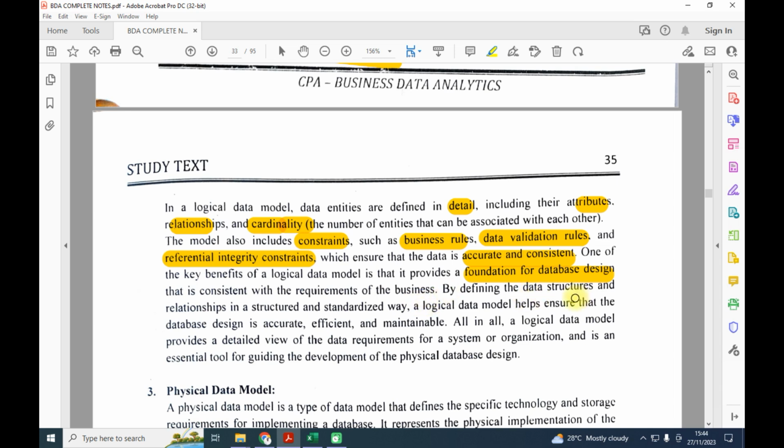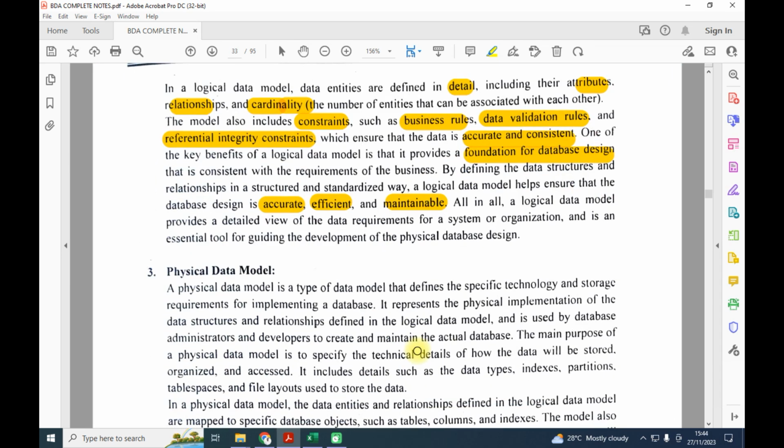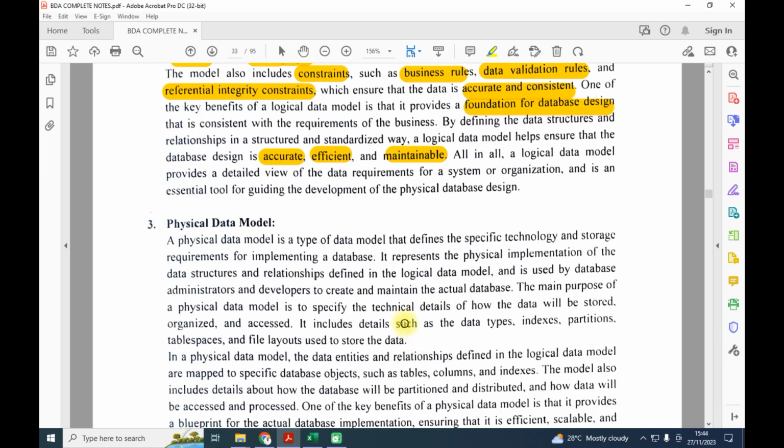So by defining the data structure and relationship in a structured and standardized way, the logical data model helps ensure that the data design is accurate, efficient, and maintainable. That is another thing that we are considering, that the data is accurate, it is efficient, and it is maintainable. We can easily maintain that particular data.